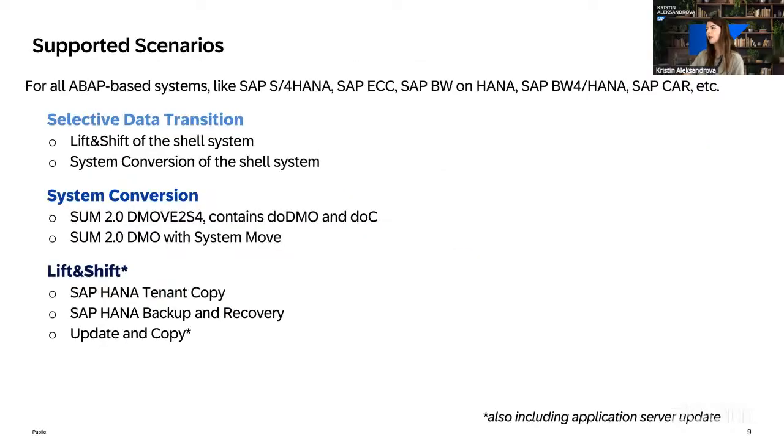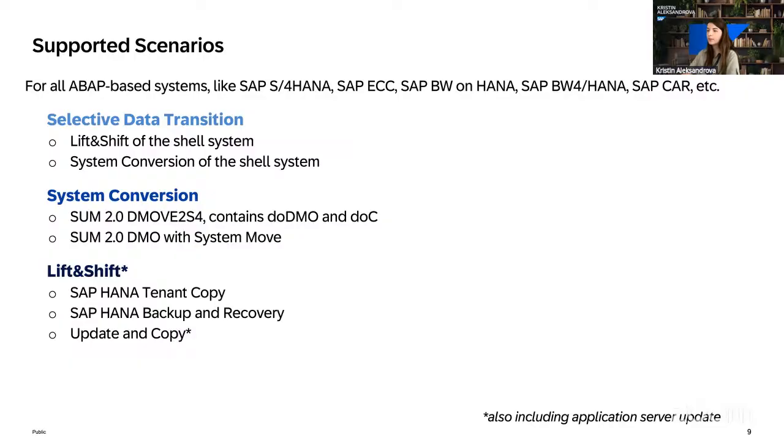Then let's look a little bit into the supported scenarios. As we said, we are focused on ABAP-based systems with no limitation. It could be a BW, a CAR system, a GTC, and so on and so on. And then into the different fields of approaches, we have different levels of automation. So if you look at the selective data transition, there isn't a native cockpit which will orchestrate the entire selective data transition. We have talked a lot into this series about the BTC and how to do this.